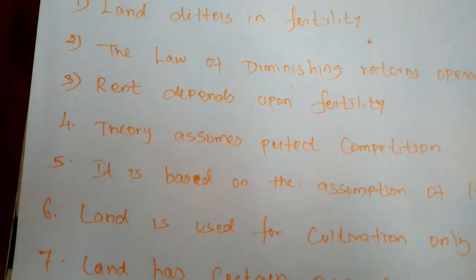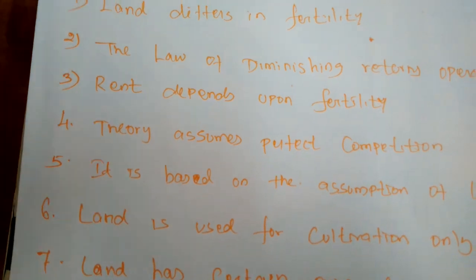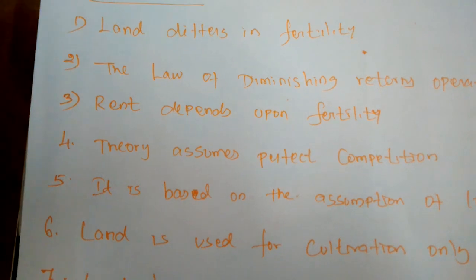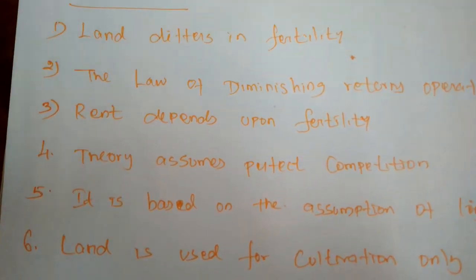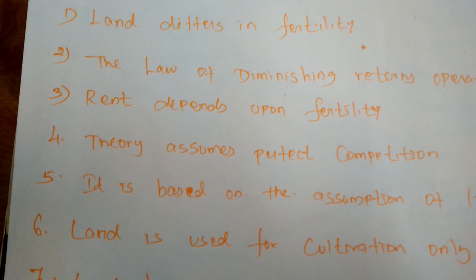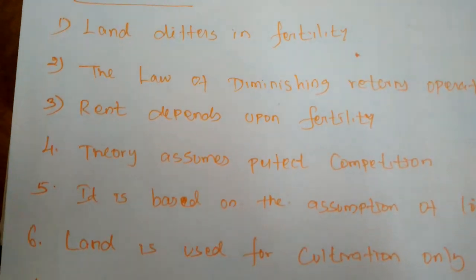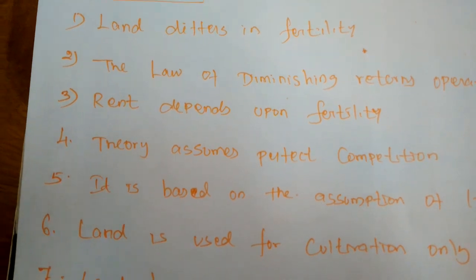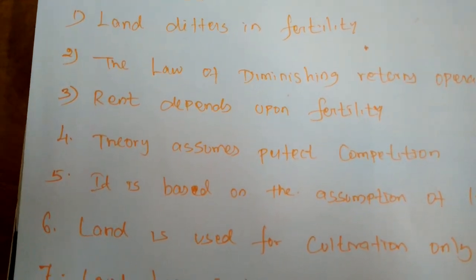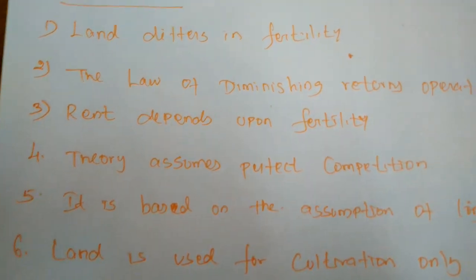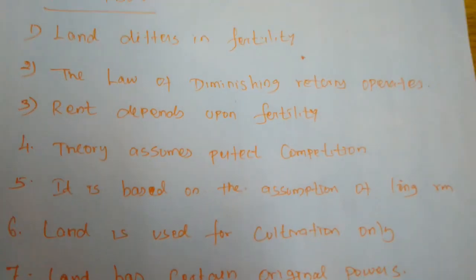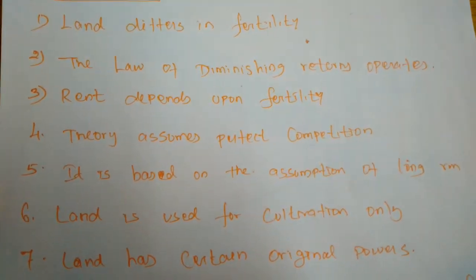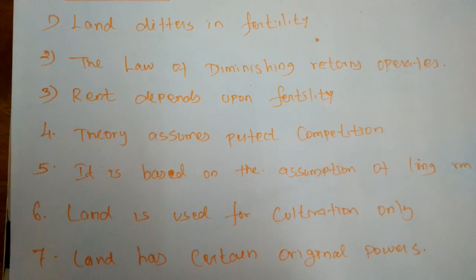Next, rent depends upon the fertility and location of land. Suppose we have agricultural land nearby our home or nearby our market, it will get more rent. If any of the land is very far, it will get low rent. Likewise, if any land has more fertility, it will get more rent, otherwise it will get low rent.